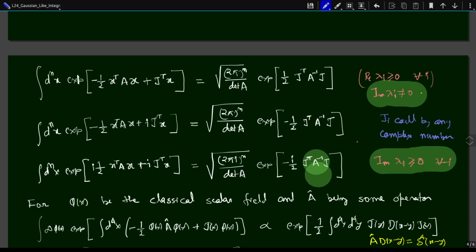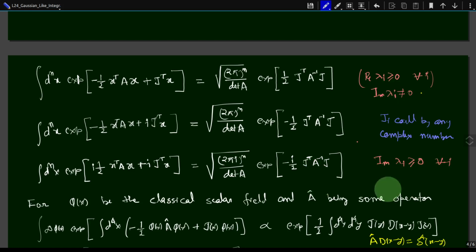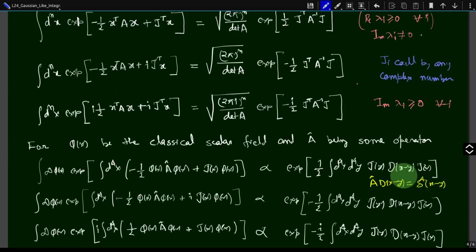So my A matrix has to have that property. The imaginary part of the eigenvalues has to be positive.